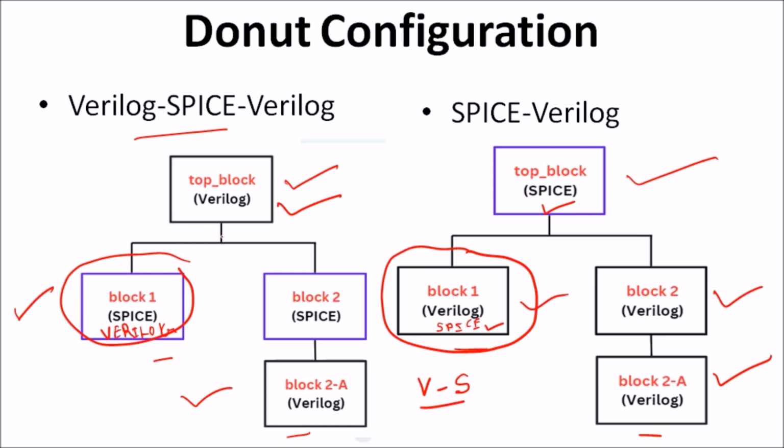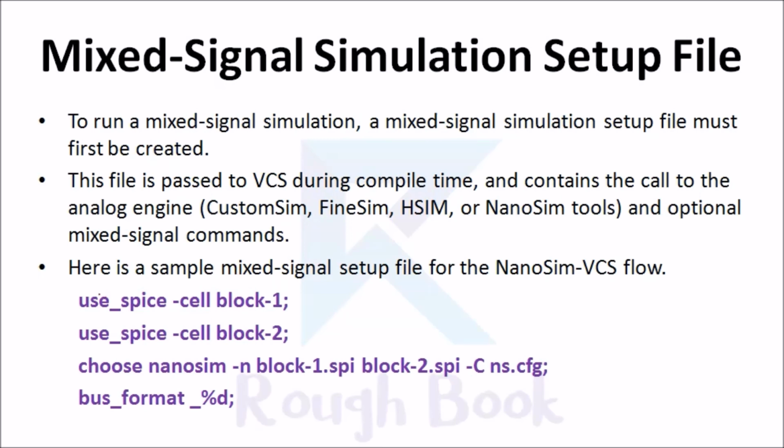Next we will see the mixed signal simulation setup file. Why do we need this file? To run a mixed signal simulation, the mixed signal simulation setup file must be created. This file is passed to VCS during compile time and contains the call to the analog engine, and optionally a few mixed signal commands.